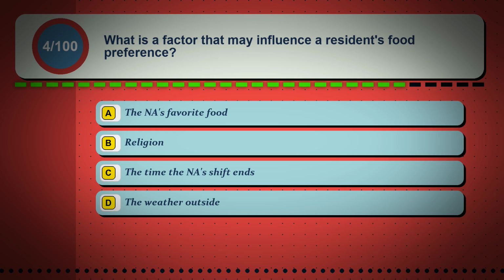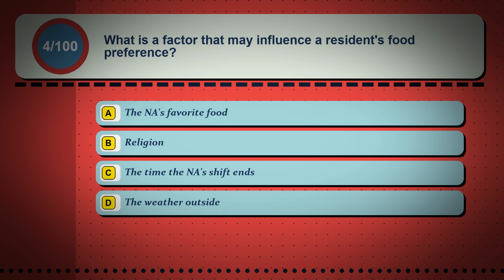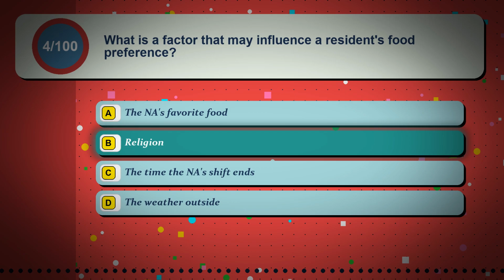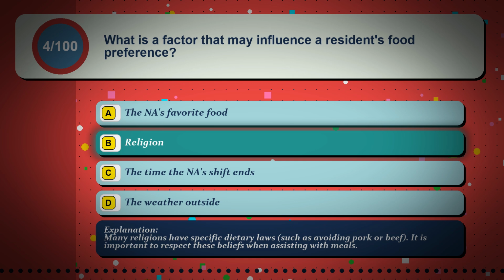Question 4. What is a factor that may influence a resident's food preference? Option A, the NA's favorite food. Option B, religion. Option C, the time the NA's shift ends. Option D, the weather outside. The correct answer is option B, religion. Many religions have specific dietary laws, such as avoiding pork or beef. It is important to respect these beliefs when assisting with meals.